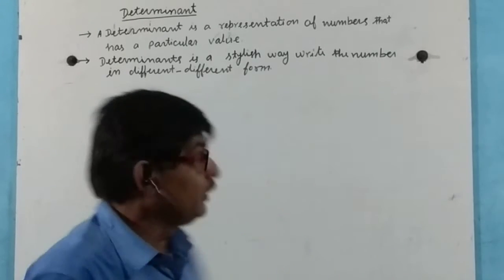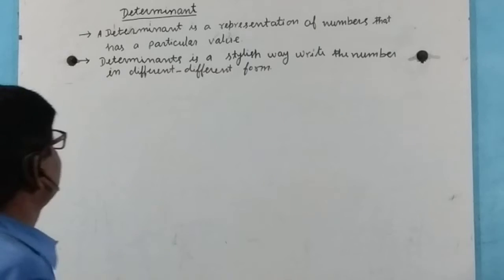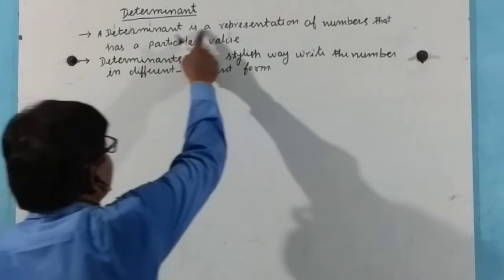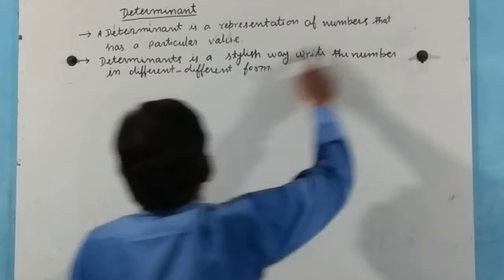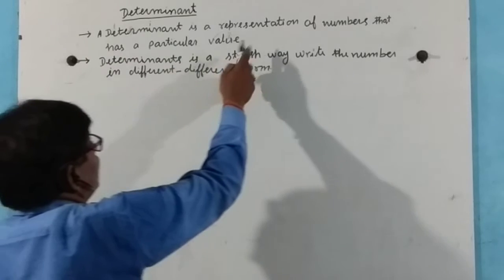Now here, what is a determinant? A determinant is a representation of numbers that has a particular value.